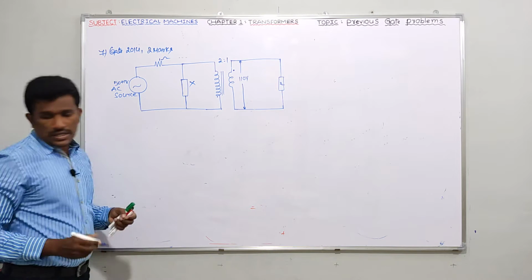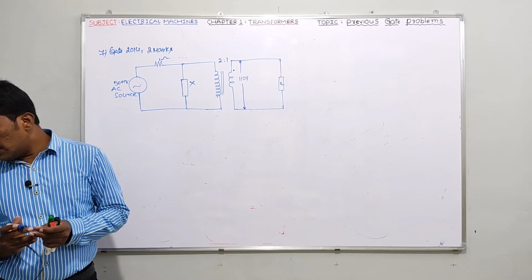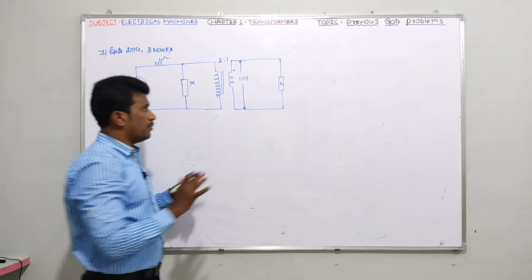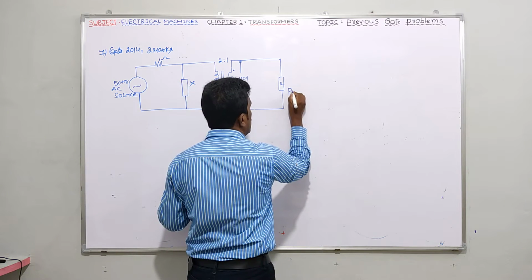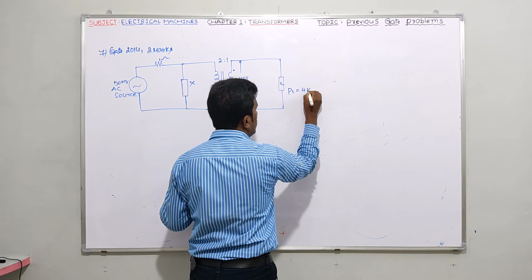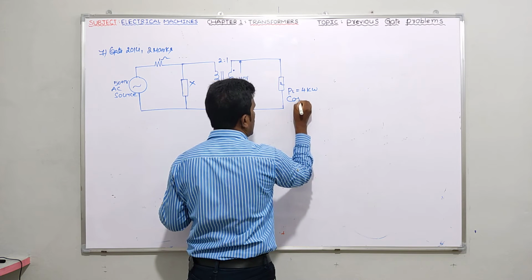Now let us see. The load shown in the figure absorbs 4 kilowatts. That is very important. So he has given load 4 kilowatts. At what power factor? Cos how much has he given?